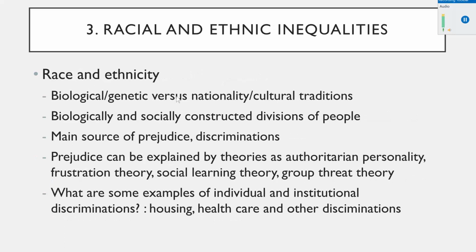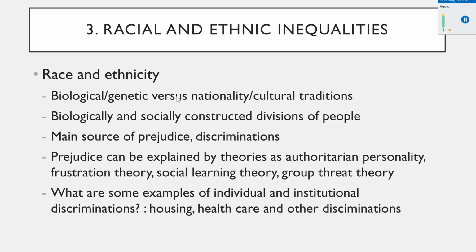Racial and ethnic inequalities. Race is a more biological term, but ethnicity is a more cultural term. Both are socially constructed terms as a division of people. So race and ethnicity is one main source of prejudice and discrimination, because we perceive some people on the basis of their skin color. But there are many limitations to dividing people by skin color.